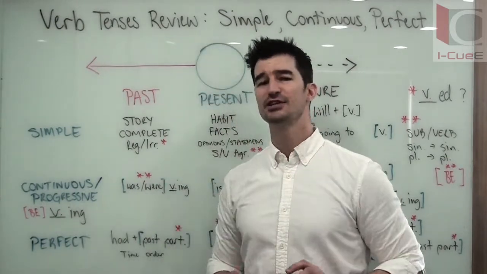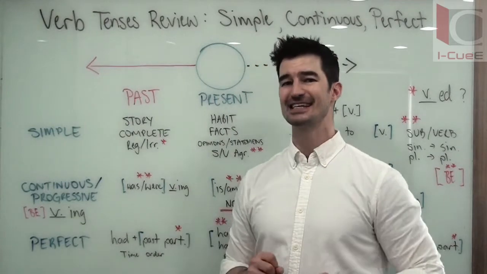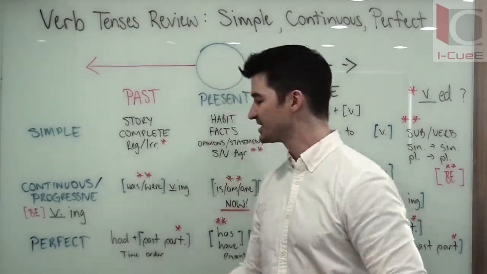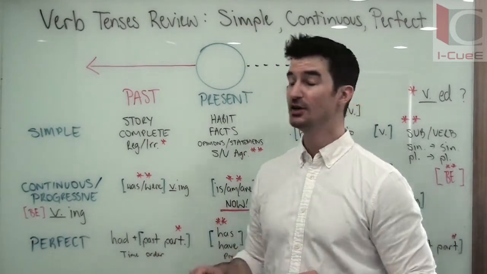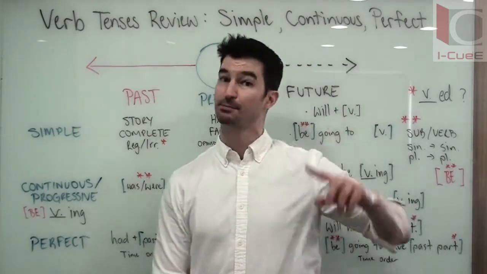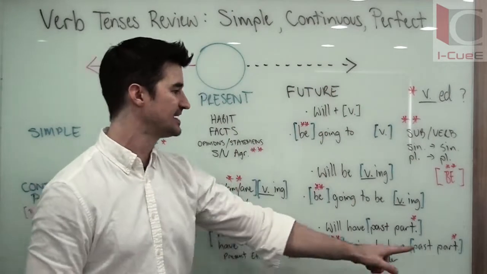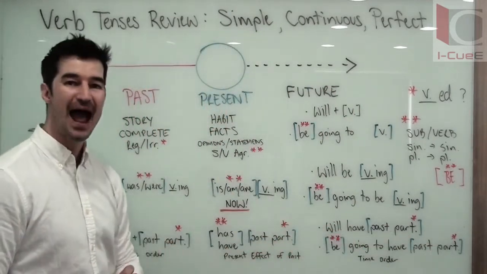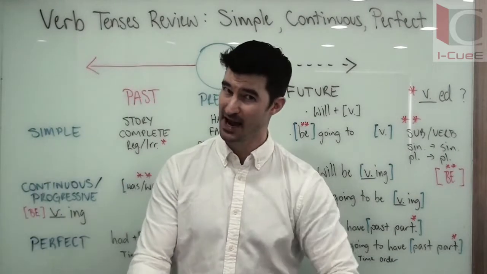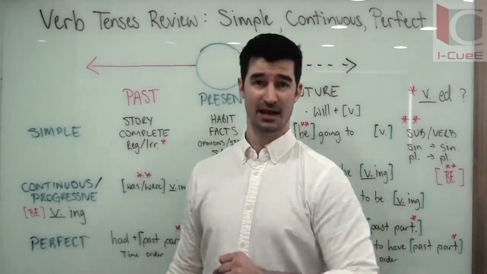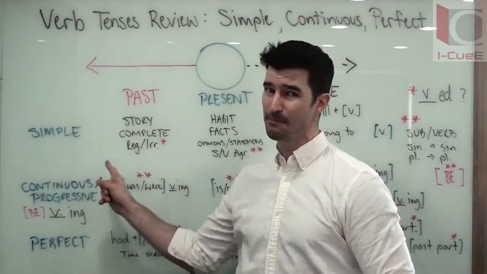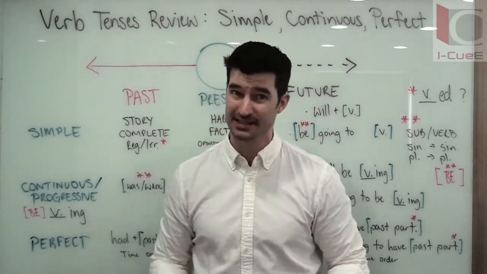But the first thing you need to remember about the perfect tenses is that all of the perfect tenses use the past participle. So whether it's the past perfect, the present perfect, or the future perfect, each one of these tenses uses the past participle. What is the past participle? Well, I'm glad you asked. That is when this tense, the simple past, becomes really important.